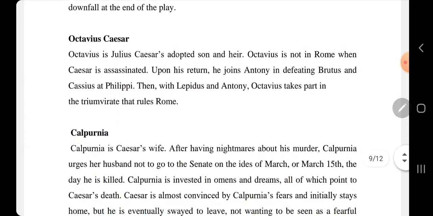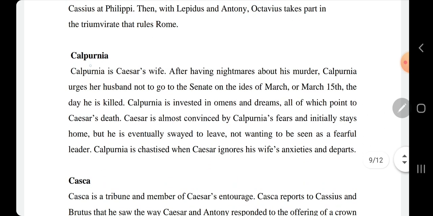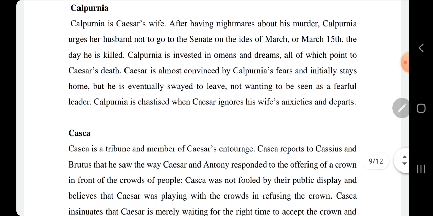We have Octavius. He is Julius Caesar's adopted son and heir. And unfortunately, Octavius was not in Rome when Caesar was assassinated. We have Calpurnia, and we have two female characters in the play. One of them is Calpurnia, and she is Caesar's wife, and she actually had a nightmare before Caesar's death the next day, and unfortunately Caesar didn't believe her, and we will come to her character later.